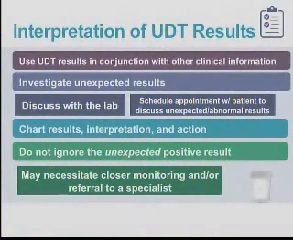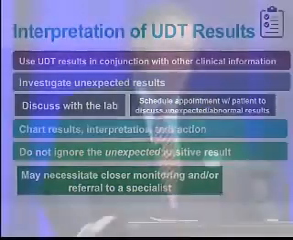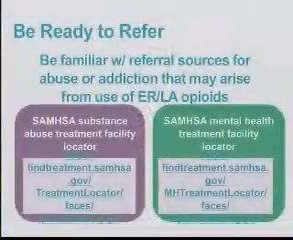Interpretation: investigate unexpected results. Discuss with the lab if you need to. Discuss with the patient because you need to. Chart the results, the interpretation, and the action. Don't ignore unexpected results. That may get you and the patient in real big trouble. You may need to refer the patient to a substance abuse counselor, a substance abuse professional.